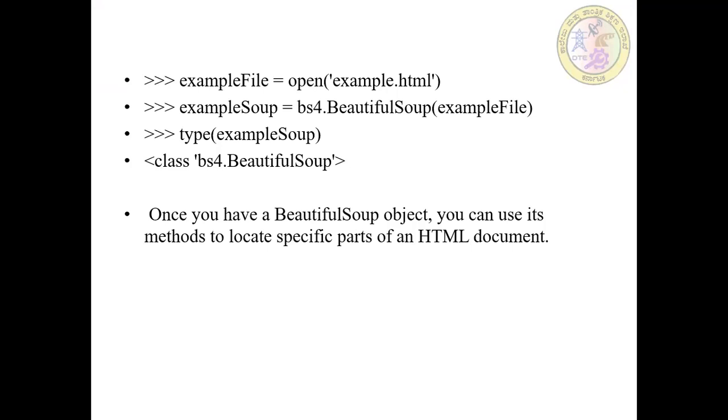example_file is equal to open('example.html'). It opens the file. example_soup is bs4.BeautifulSoup, and we enter the file. The type is example_soup, a bs4.BeautifulSoup object. Once we have a Beautiful Soup object, you can use its methods to locate specific parts of an HTML document.